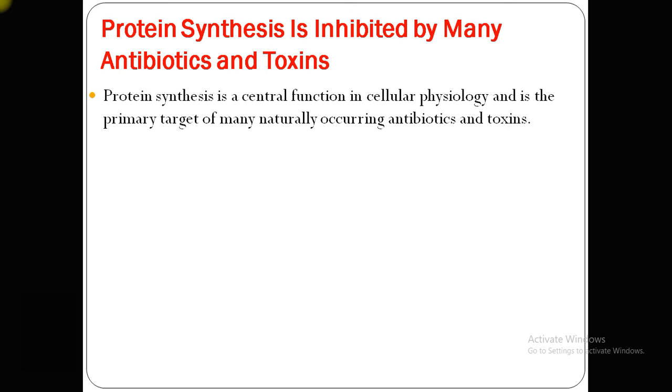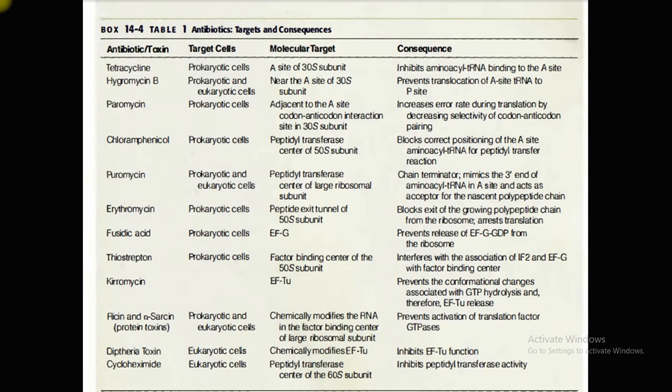So, after protein synthesis, protein synthesis is inhibited by many antibiotics and toxins, as protein synthesis is a central function in cellular physiology and it is the primary target of many naturally occurring antibiotics and toxins. So, several antibiotics and their target sites are listed in this table.